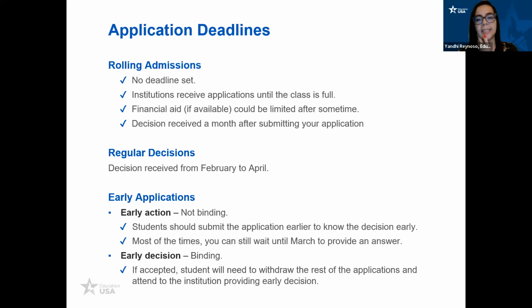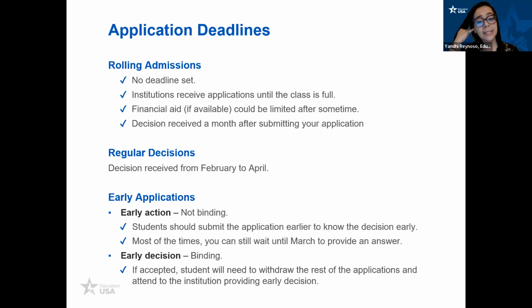That means that you can submit an application to more than one university, and then you wait for them to give you a response, and then you evaluate your responses, and then you let them know if you accept or decline that acceptance. As you see on screen, most of the times you can wait until March to provide an answer. Students should submit the application earlier to know the decision early.